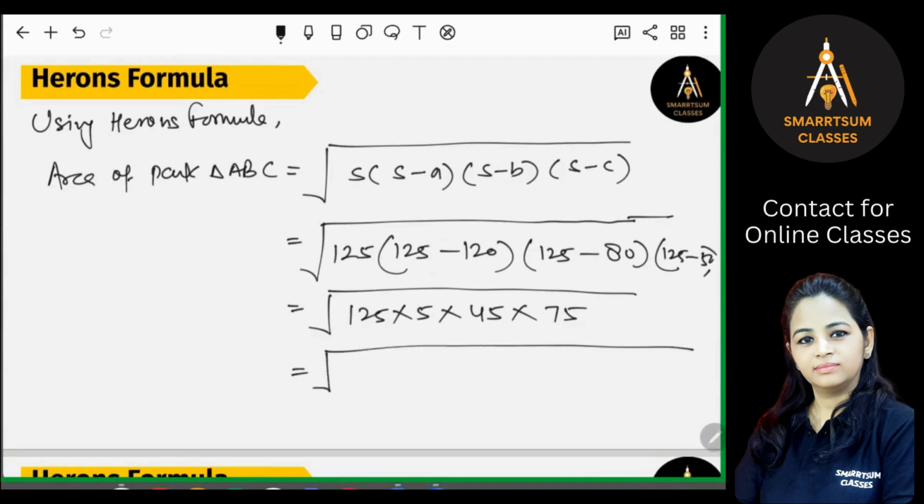whole product, right? So first we will write down each and every value as a product of prime numbers, right? So 125 is cube of 5. So write down 5 cube into 5 into now 45. 45 is 9 into 5. 9 is 3 square. So you can write down 3 square into 5 into 75. 75 is, what is 75? You can write it as 15 into 5. 15 is 3 into 5 into 5. That is 3 into 5 square, right? So write down. Is that clear?